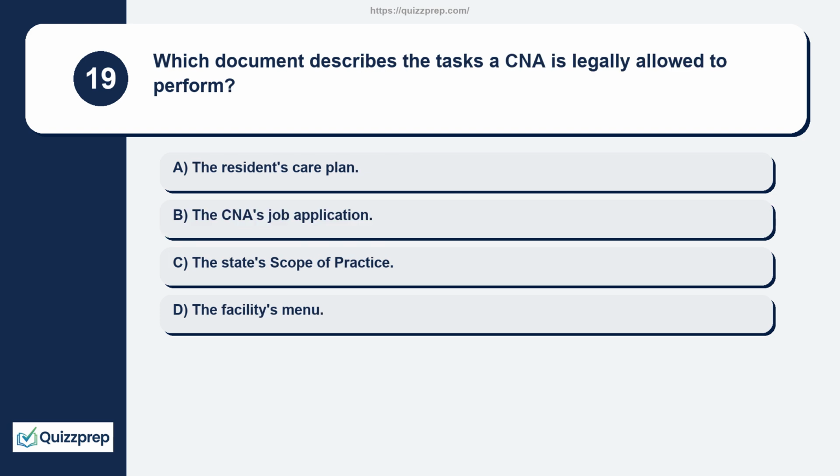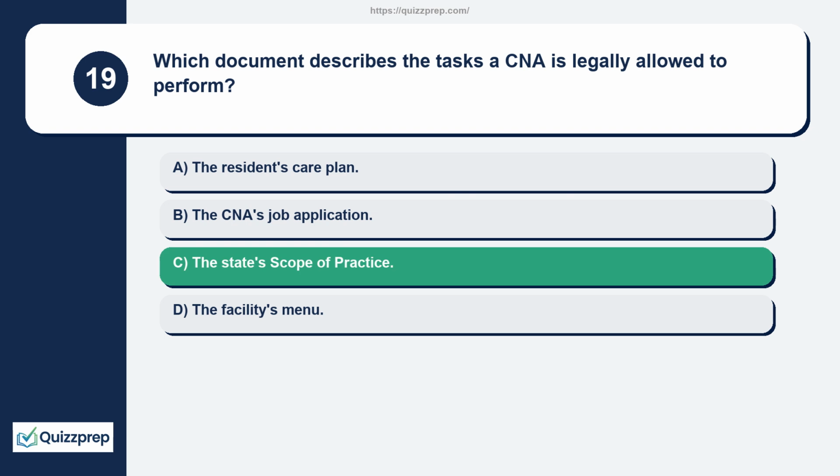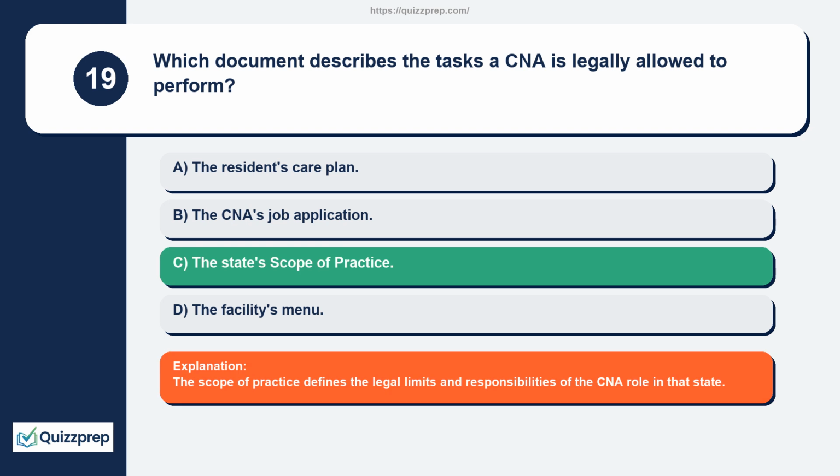Question 19. Which document describes the tasks a CNA is legally allowed to perform? The resident's care plan, the CNA's job application, the state's scope of practice, the facility's menu. The scope of practice defines the legal limits and responsibilities of the CNA role in that state.